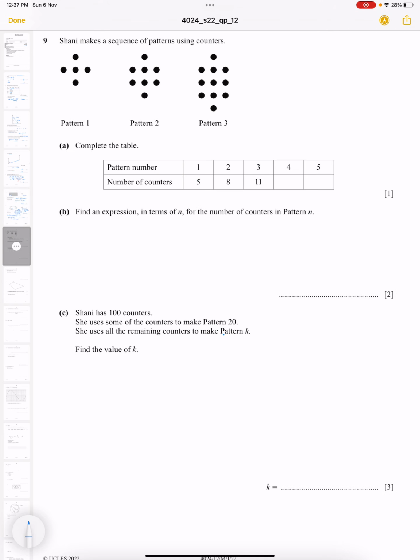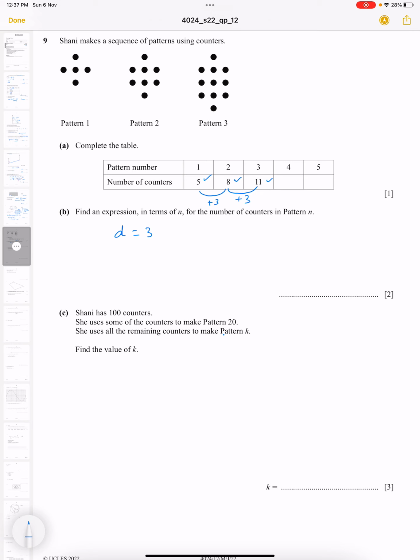It is about sequences. Shani makes a sequence of patterns using counters. In pattern 1, there are 5 counters. In pattern 2, there are 8. In pattern 3, there are 11. So we have to make an expression. We can see from this sequence that 5 plus 3 is 8, and 8 plus 3 is 11. So 3 is being added in every term to obtain the next term. So this is a sequence in which the common difference D is 3.